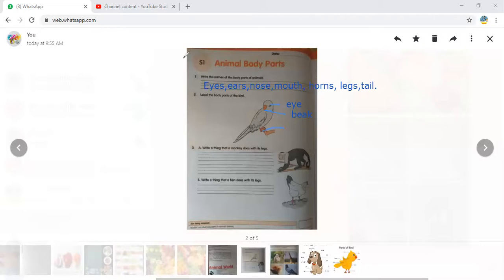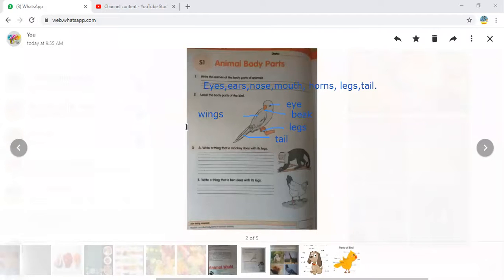Yes. What is this? Can you tell me? Legs. Okay. Next one. It is tail. What is that one? Tail. Next. One more part is also there. What is that one? Yes. Wings. These are the body parts of a bird.